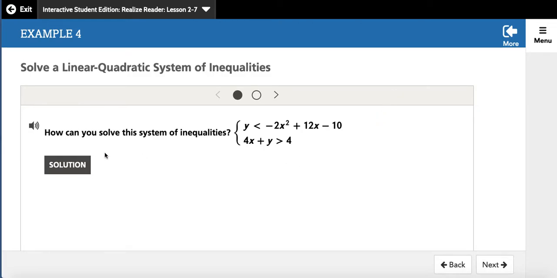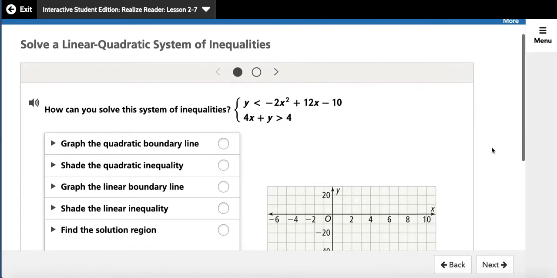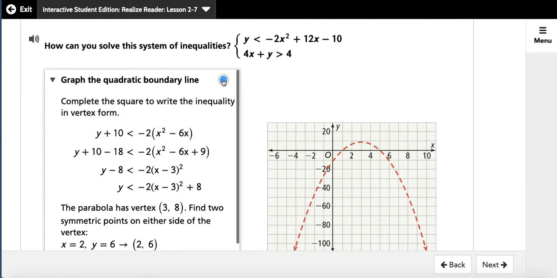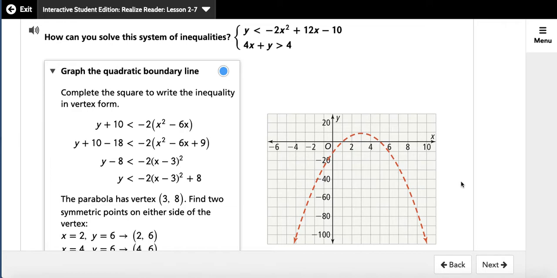Anyways, how can you solve the system of inequalities? We have a quadratic piece and a linear piece. We're just going to graph it. If you recall, for a quadratic, they went with solving it with the vertex form. You could just type it into a graphing calculator to get the curve, but if you don't have one, then you would have to use one of the strategies that we learned earlier in the chapter.